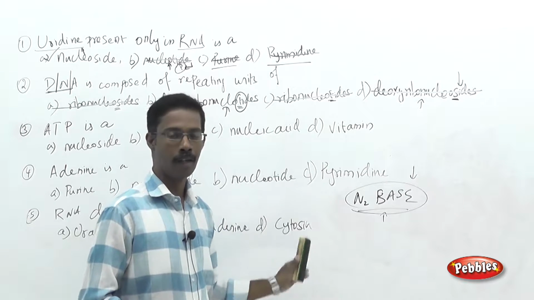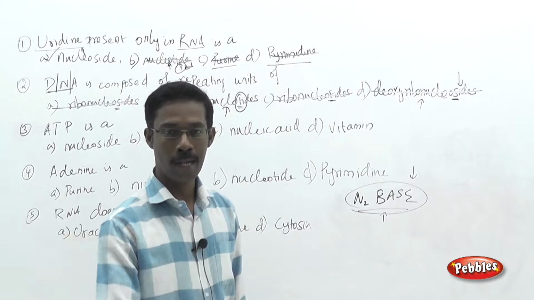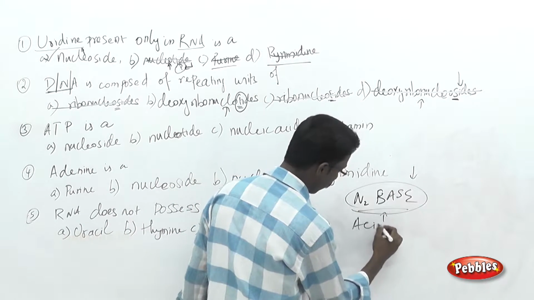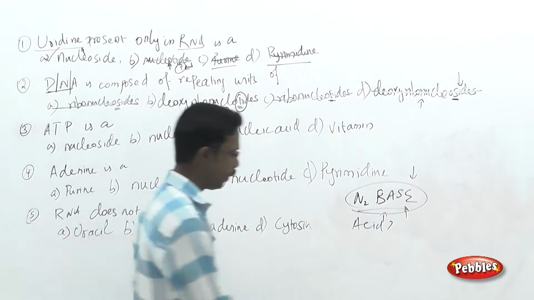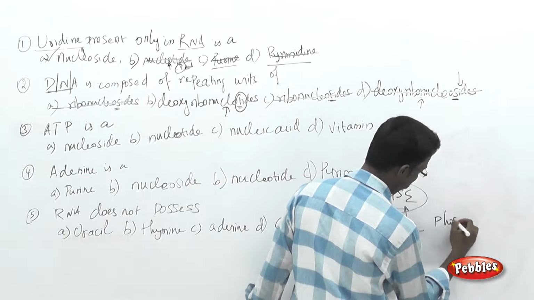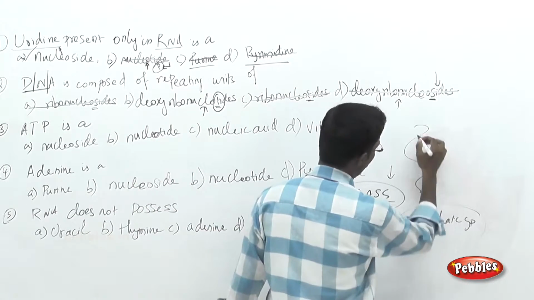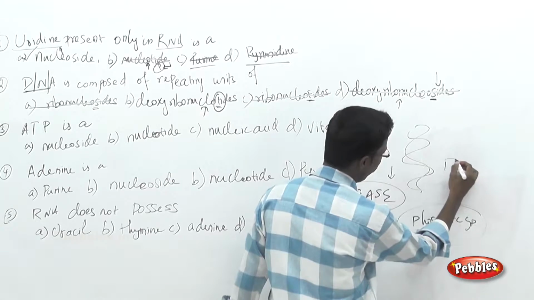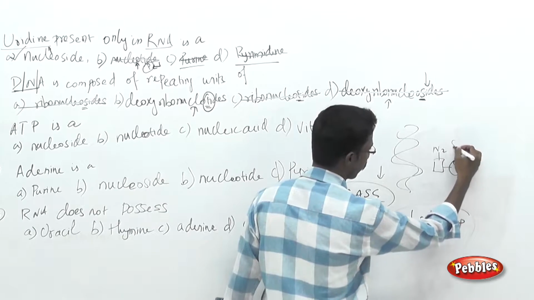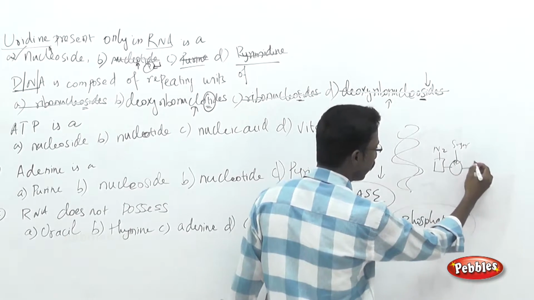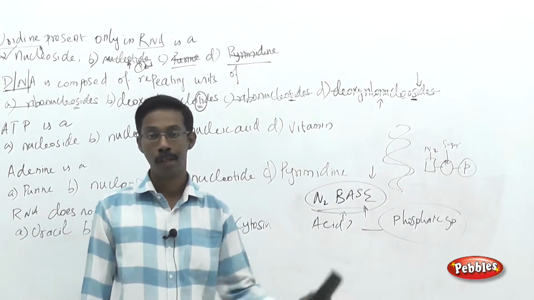But we are calling DNA and RNA an acid, deoxyribonucleic acid and ribonucleic acid. Why are we calling this acid, not a base? The point you have to remember over here is the presence of the phosphate group. In a DNA or RNA structure, the nitrogenous base is attached with a sugar, and the sugar is attached with a phosphate group. So the external surface is covered with the phosphate group.